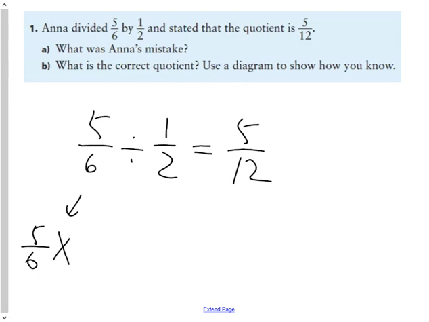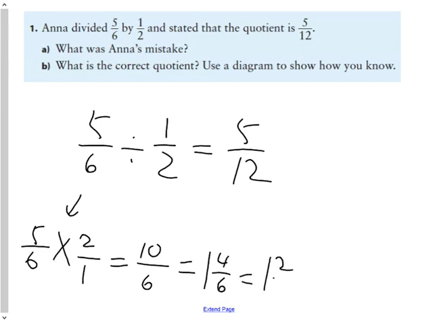What Anna appeared to have done is followed only half of the rule. She changed it to multiplication, but she did not use the reciprocal of the second fraction, and as a result, she ended up with the incorrect answer of 5/12. Now, if Anna had multiplied by 2 over 1 instead of 1 over 2, the reciprocal, her final answer would have been 10 over 6, which is equal to 1 4/6, which in lowest terms would be 1 2/3. So the actual answer should have been 1 2/3.